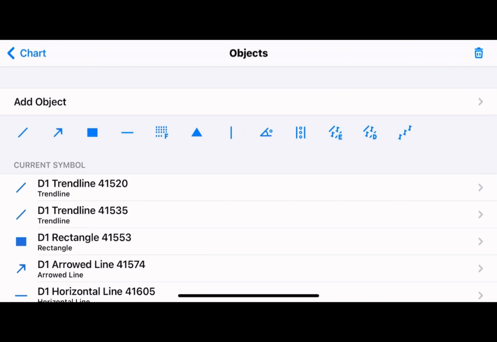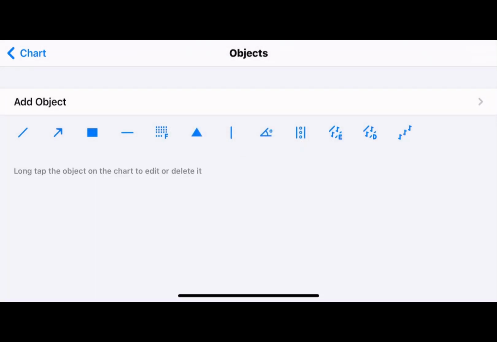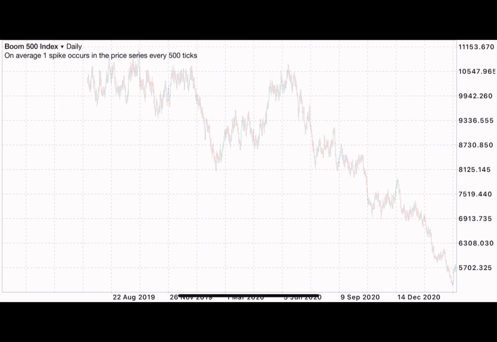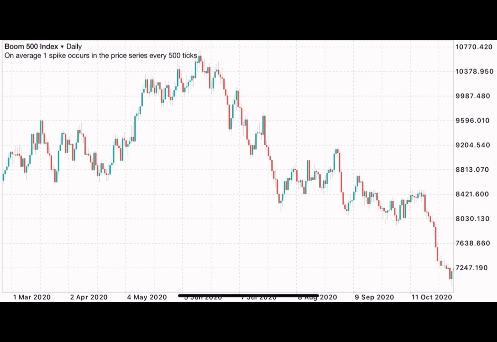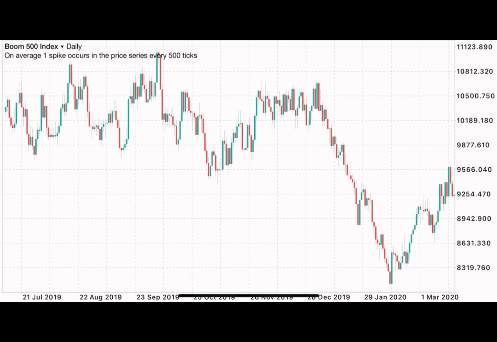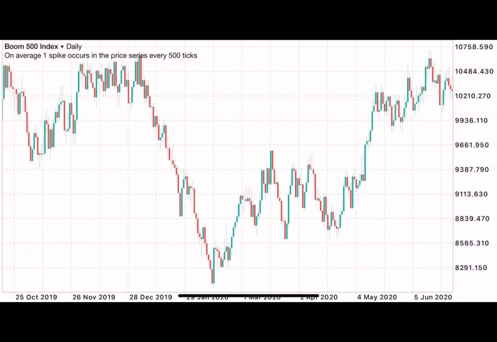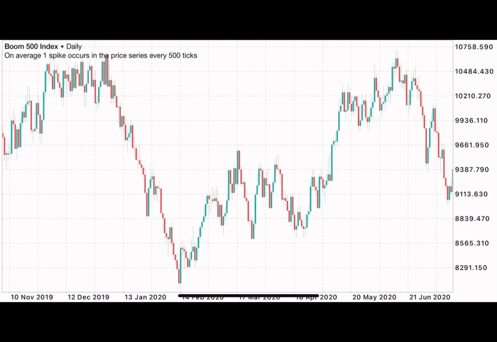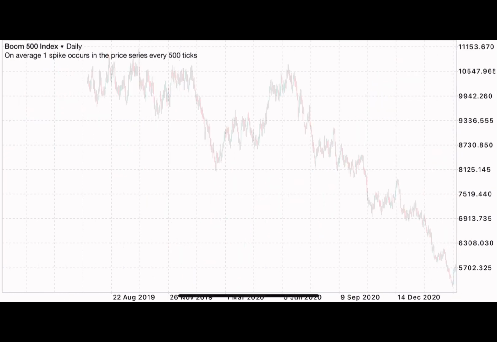So in this particular series that I've just begun, simply for the purpose of giving value, for the purpose of making sure that people are realizing consistent profitability, especially on these boom and crash indices.